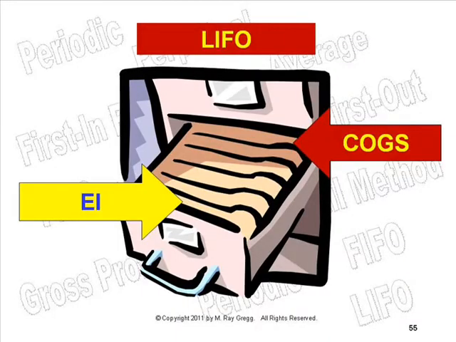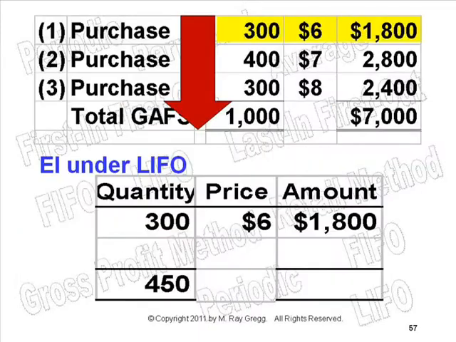If we're to use the file drawer analogy that I tried to establish at the beginning of this, the items at the back of the drawer are gone. They're cost of goods sold. If any goods remain, they're at the front of the drawer. The oldest items are still on hand, assumed to be on hand under the LIFO assumption. Ending inventory is to be determined from the oldest item in the front of the drawer, from the top of the list. 300 units at $6 each this time is $1,800.